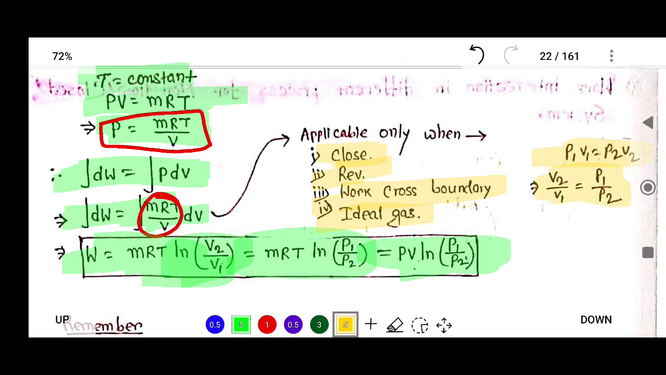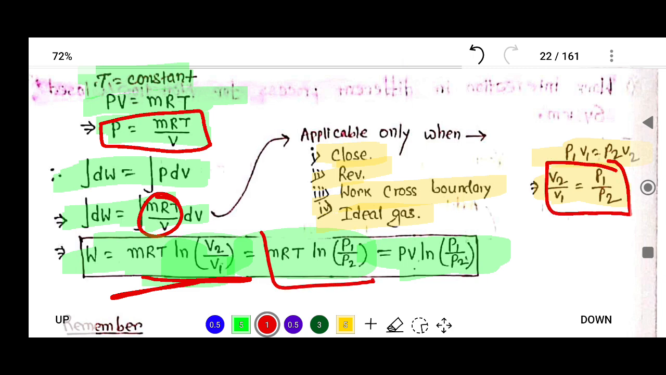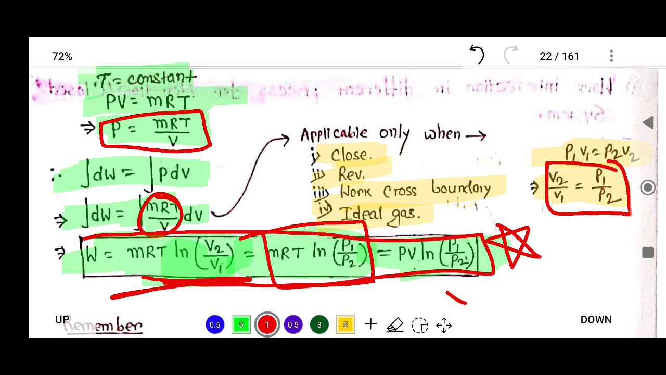So in this equation, mRT ln(V2 by V1), you know V2 by V1 is equal to P1 by P2, so mRT ln(P1 by P2). This is a very important equation. You have to remember it. So basically W equals mRT ln(V2 by V1), which equals mRT ln(P1 by P2), which equals PV ln(P1 by P2).